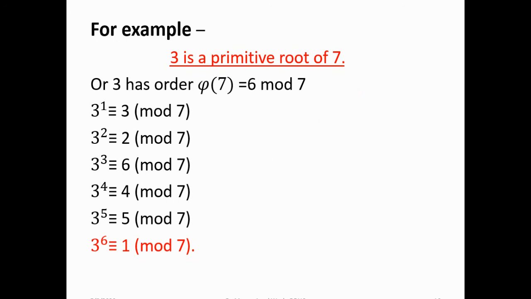So let us see. 3 to the power 1 is 3 mod 7. 3 squared is 9, which is congruent to 2 mod 7. 3 cubed is 6 mod 7. 3 to the power 4 is 4 mod 7. 3 to the power 5 is congruent to 5 modulo 7. And 3 to the power 6 is congruent to 1 modulo 7. You can notice that none of these earlier powers give 1 modulo 7. 3 to the power 6 is the first that gives 1.